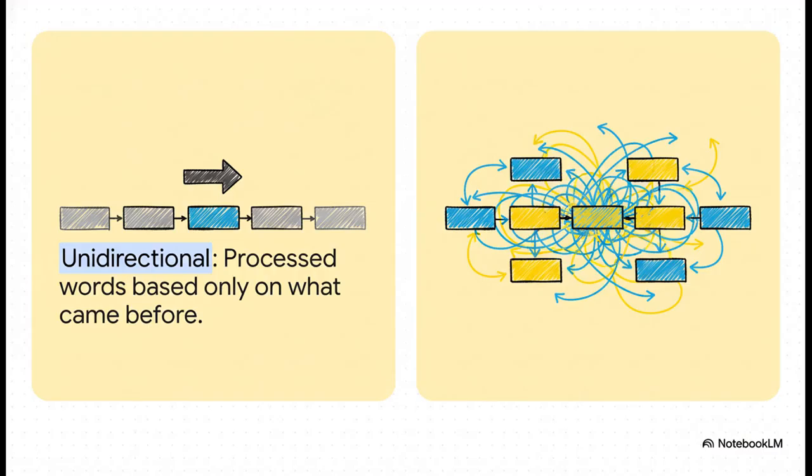Okay, so before 2017, AI models read a sentence pretty much one way, from start to finish. They were unidirectional, which means they only considered the words that came before the word they were looking at. Transformers, well, they changed everything by being bidirectional. They can look at the entire sentence at once, forwards and backwards, to understand the true context of every single word. It's a huge difference.